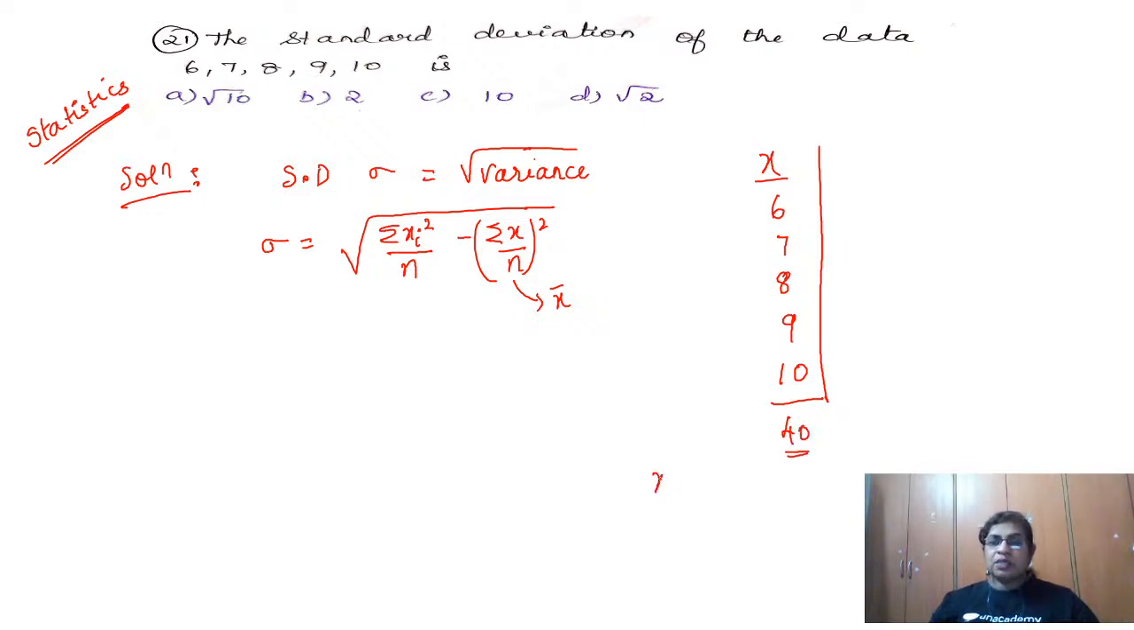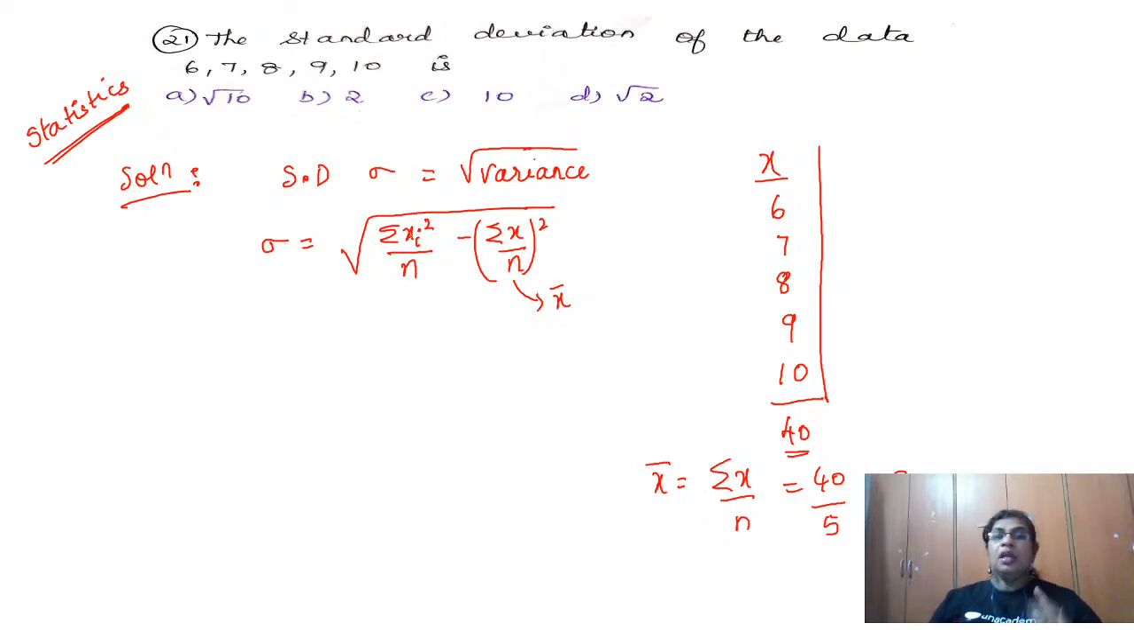So what is x bar? X bar is nothing but summation x by n. So that is equal to 40 by how many numbers? What n means is how many numbers we have: 1, 2, 3, 4, 5. So n is equal to 5. So the mean value I got is 8. Okay, so this is ready with me.